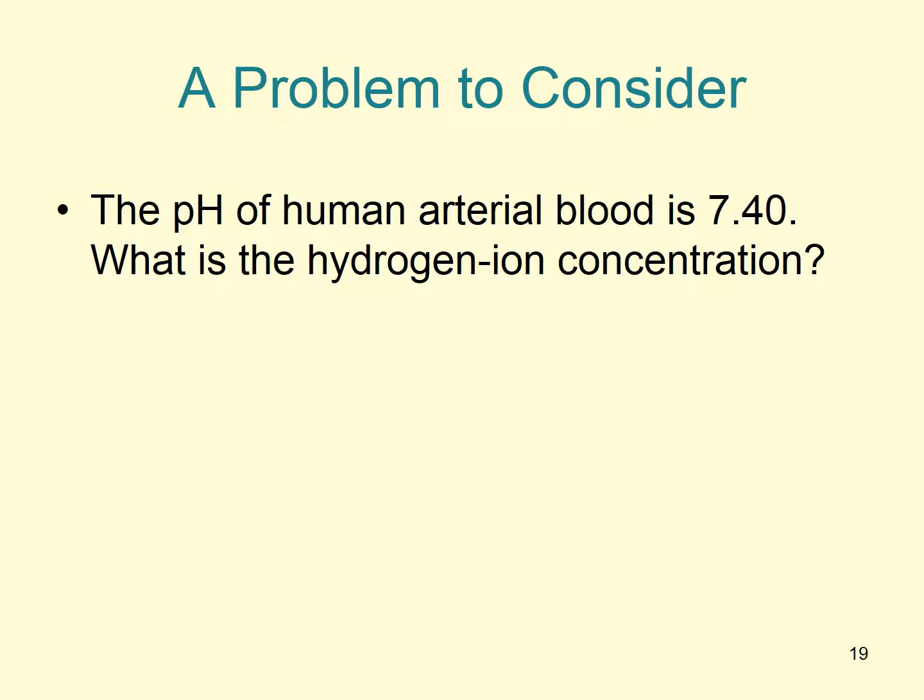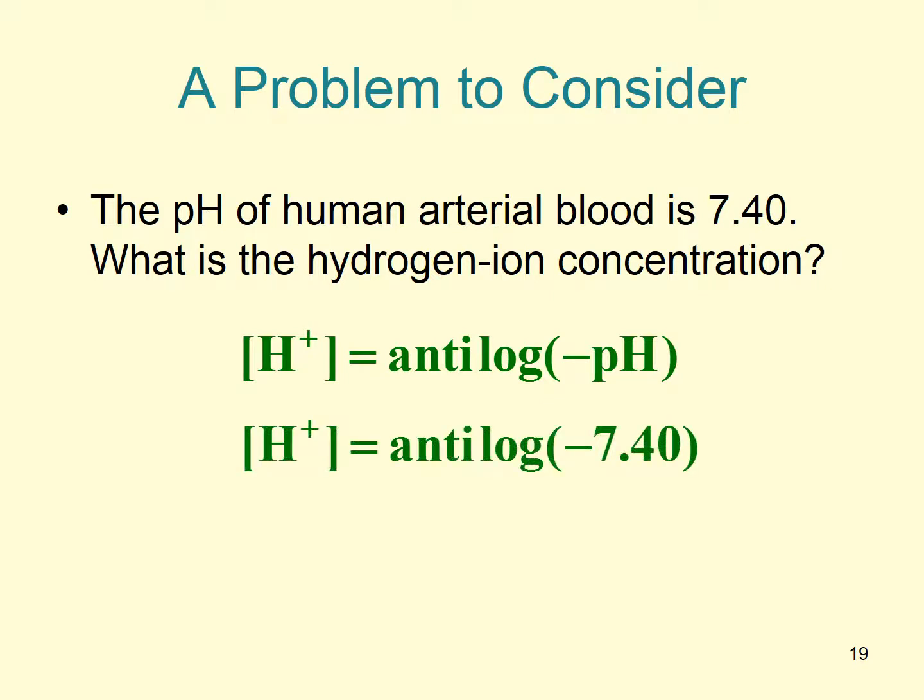The pH of human arterial blood is 7.40. What is the H plus ion concentration? Well, you're going to have to undo your negative log. So since pH equals negative log of H plus concentration, the H plus concentration will be the inverse log, or the anti-log, of the negative pH. So what is the anti-log? The anti-log is 10 raised to the negative pH. So that's another way of looking at it.